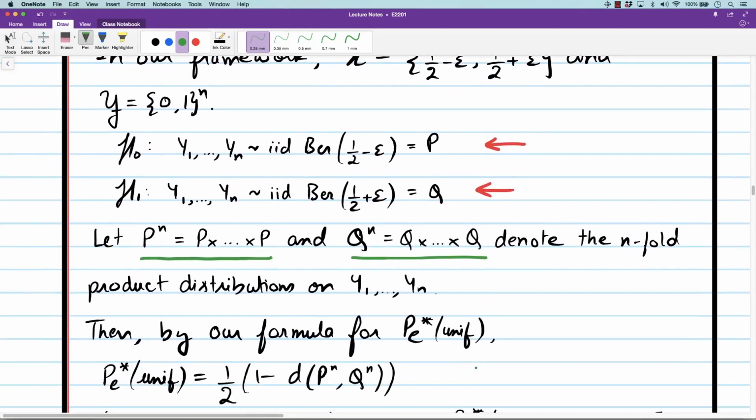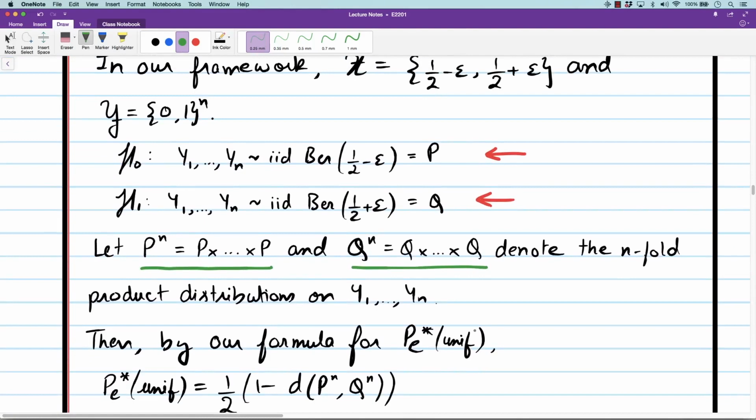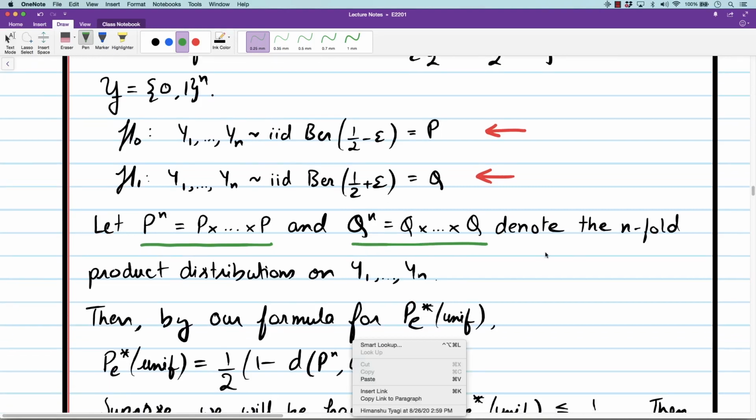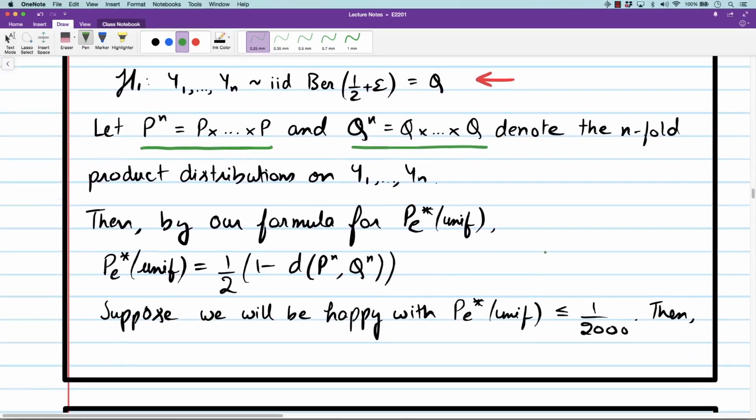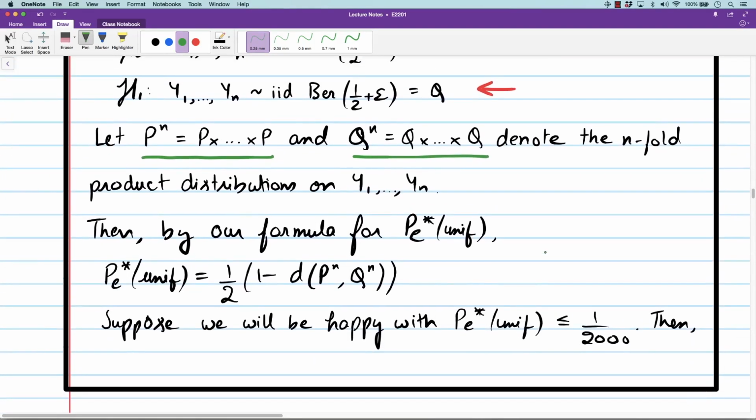So we already have a formula for P star. We saw that this P star under uniform prior, the version we are going with, is half into 1 minus total variation distance between Pn and Qn. Suppose we will be happy with a small probability of error which is smaller than 1 by 2000. That's some bar that we have kept. Suppose we'll be happy with such a reliability. Then how many coin tosses do we need?